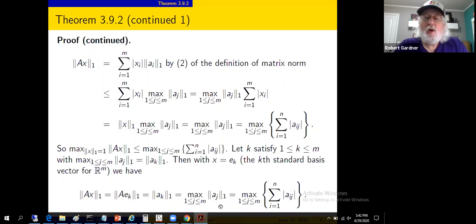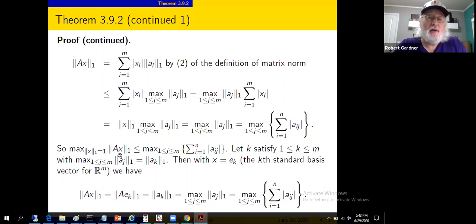And what is the L1 norm of that jth column? It's the sum from i equals 1 to n of the absolute value of the components. The components of the jth column of A is A sub ij, i ranging from 1 to n. Take the absolute value, sum them up. We showed this maximum is less than or equal to this quantity here. And we just showed that there is a vector x, a unit vector, such that this L1 norm of Ax actually equals that maximum.